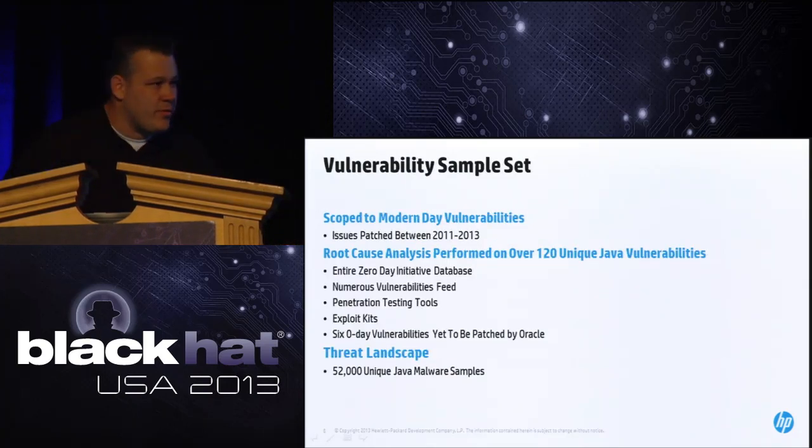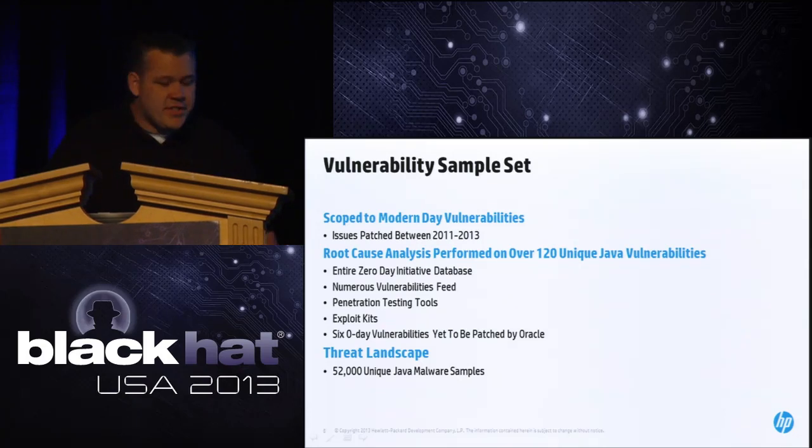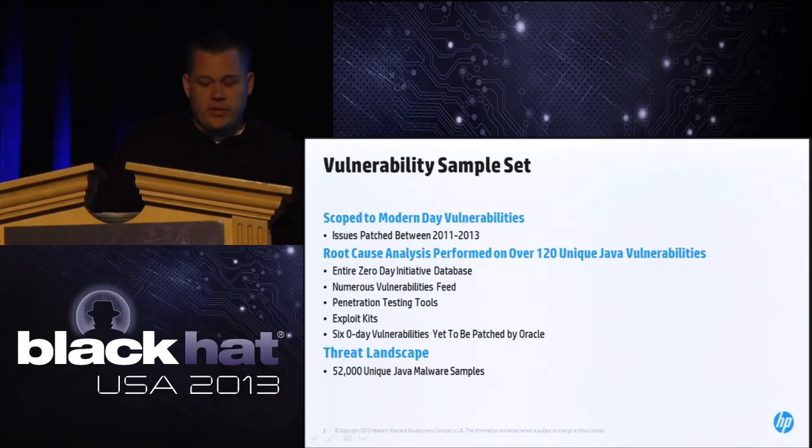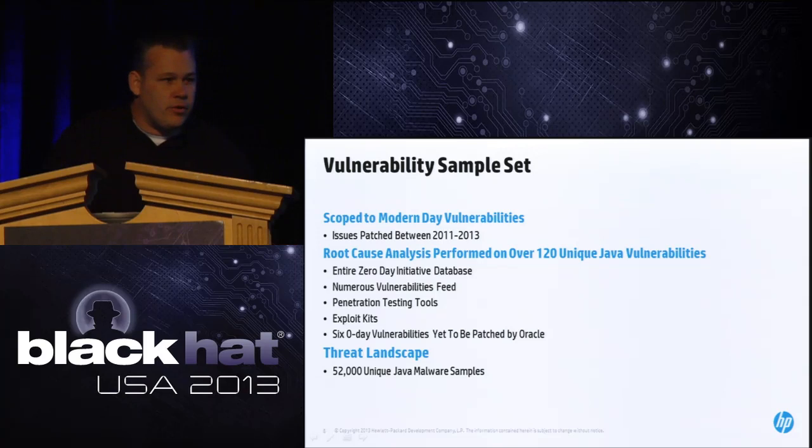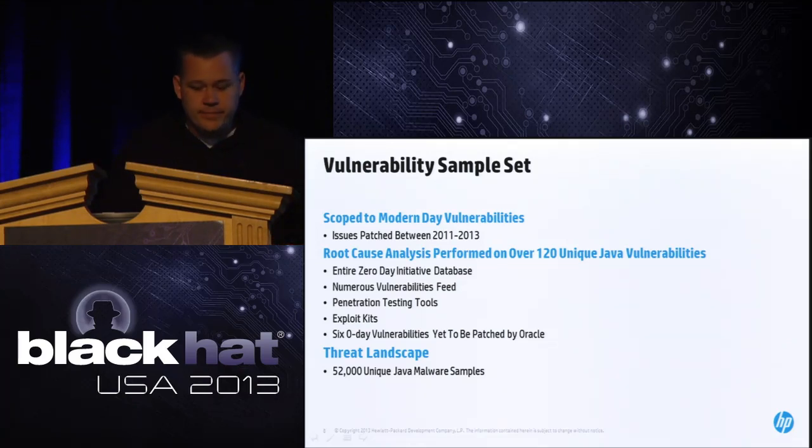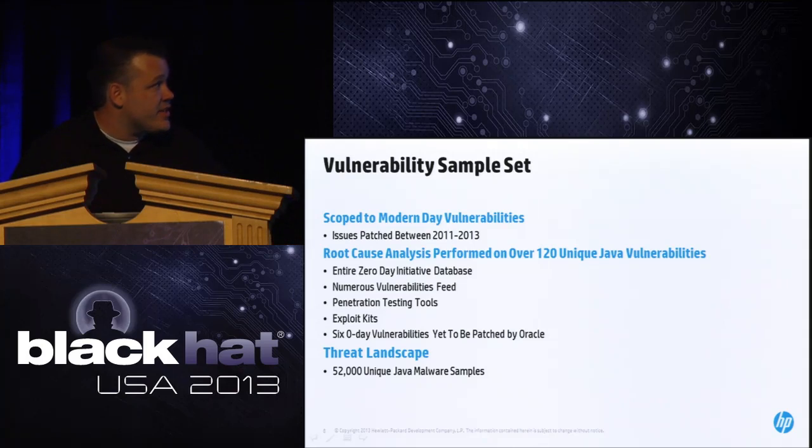So let's talk about the sample set that we used. We scoped our sample set to what we consider modern day vulnerabilities in Java, and we scoped it to 2011 through 2013. And our sample set was over 120 unique Java bugs. And this is probably the largest collection of Java vulnerabilities in one place outside of Oracle or outside of the NSA or some other nation state.